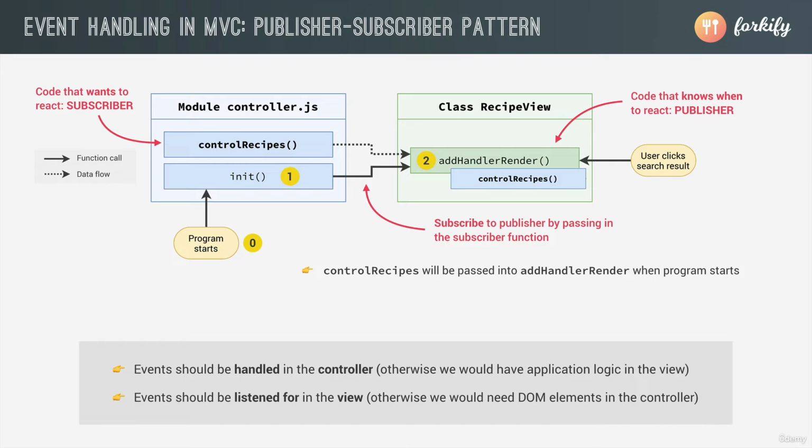And so now add_handler_render listens for events using the add_event_listener method as always. And then as soon as the event actually happens, the control recipes function will be called as the callback function of add_event_listener. Or, in other words, as soon as the publisher publishes an event, the subscriber will get called. Alright, and this is how we implement event listeners and event handlers in the MVC architecture. So this will allow us to keep the handler in the controller and the listener in the view. And by that, keeping everything nicely separated.